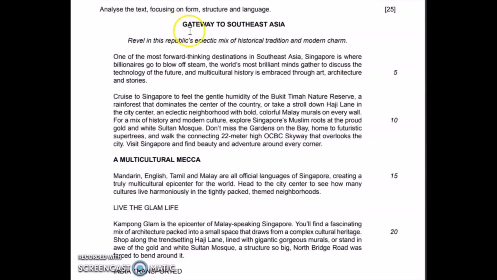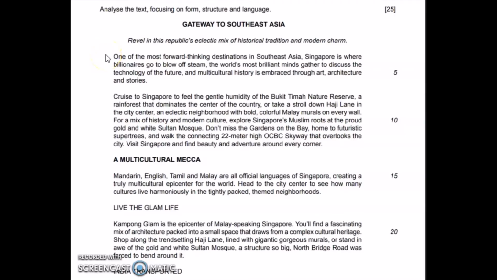First, look at its heading, Gateway to Southeast Asia. It shows how important Singapore is. It positions Singapore as an entry point to the Southeast Asian region. Then this word revel conveys a sense of joy, and it evokes a positive emotional response from the readers.